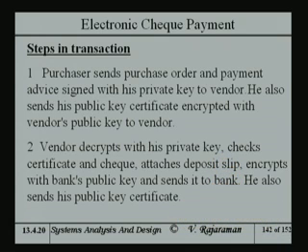The order itself, the purchase order, means the items which are being ordered plus the agreed-on cost of each item and total cost. They together really constitute the purchase order. That will be encrypted with the vendor's public key, so that when the vendor receives it, he can use his private key to decrypt it and get the entire purchase order.